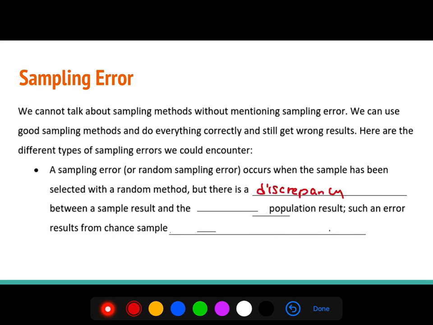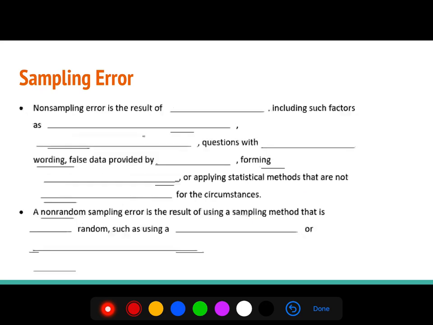Now, you can't talk about sampling without talking about errors. And there are some errors that are not your fault, like when there's a discrepancy between a sample result and the true population result. Such an error results from chance sample fluctuations. This one's not your fault at all. You didn't do anything wrong, just things happen.